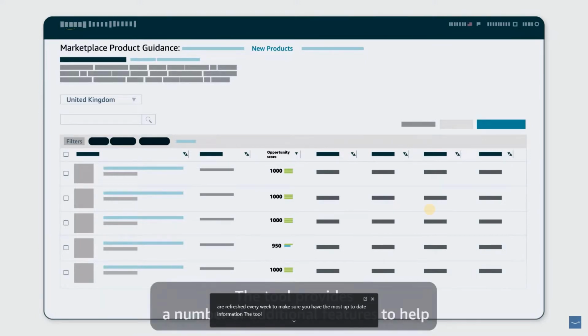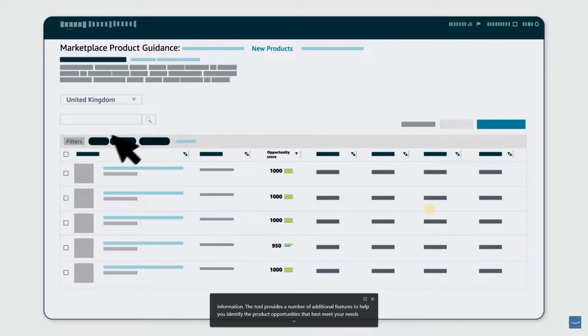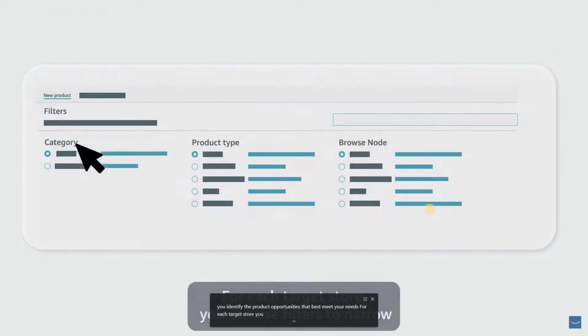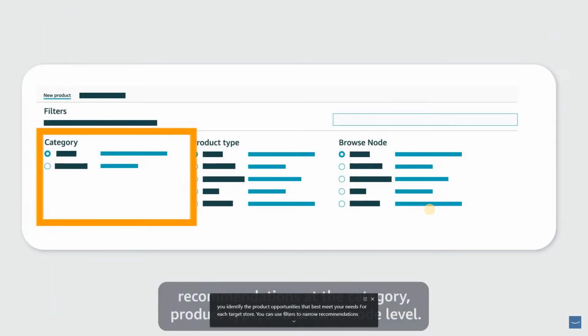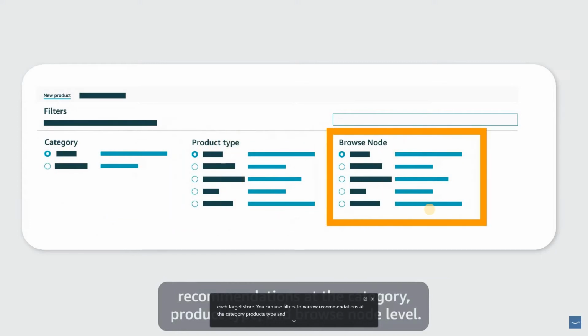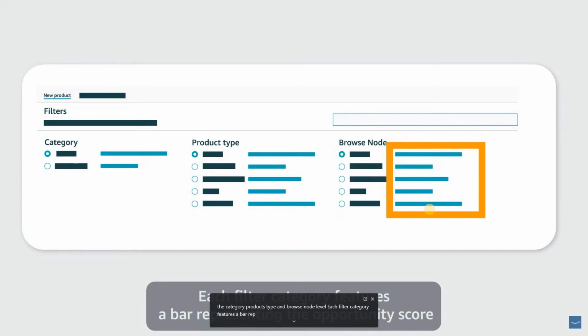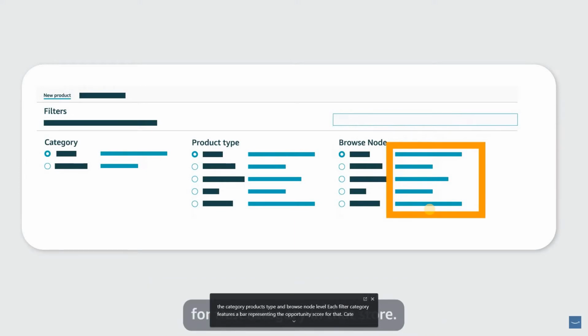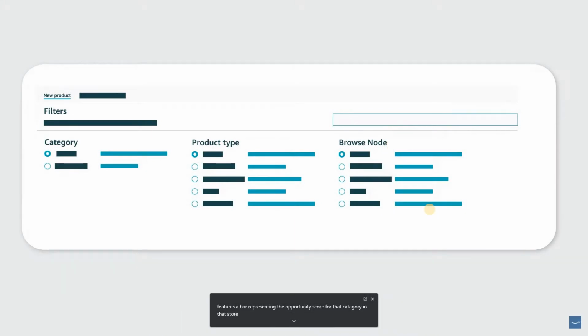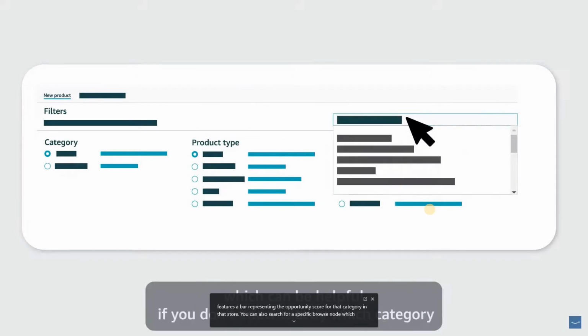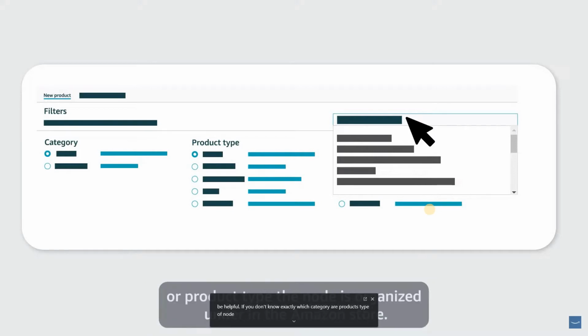The tool provides a number of additional features to help you identify the product opportunities that best meet your needs. For each target store, you can use filters to narrow recommendations at the category, product type, and browse node level. Each filter category features a bar representing the opportunity score for that category in that store. You can also search for a specific browse node, which can be helpful if you don't know exactly which category or product type the node is organized under in the Amazon store.